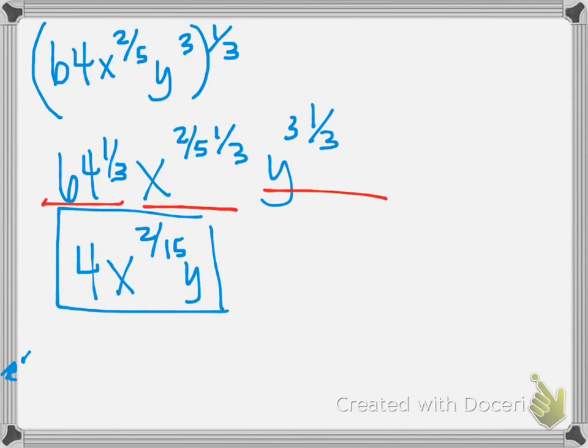So your answer, 64 to the 1/3, is like you think backwards. 4 times 4 times 4 is 64. And then you just multiply 2 times 1 and 5 times 3, 15.